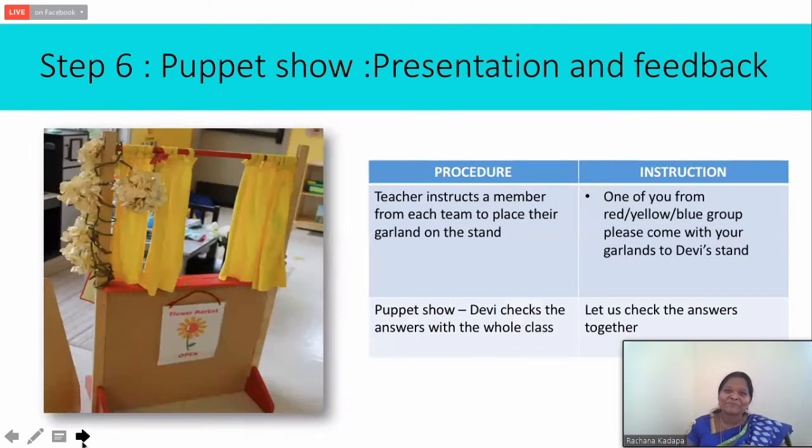Next slide, please. So here, the procedure. Presentation and feedback. Teacher instructs a member from each team to place their garland on the stand. So here in the puppet show, we already saw one stand there. We already set one stand for the puppet show, Vijay and Devi. So they have to go and present.